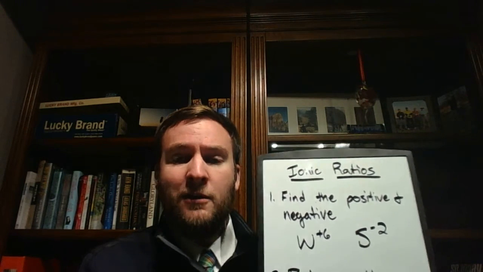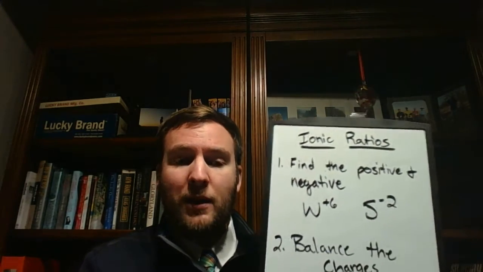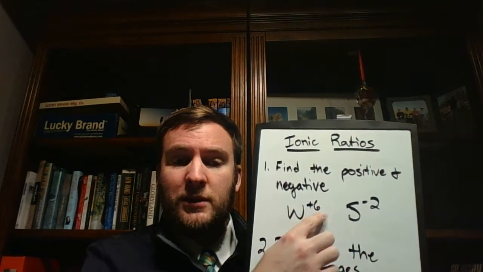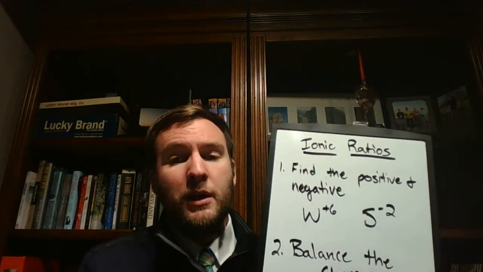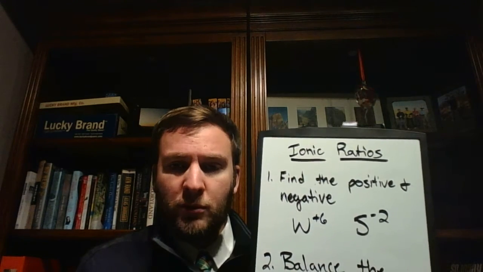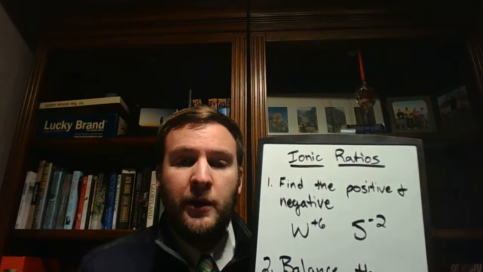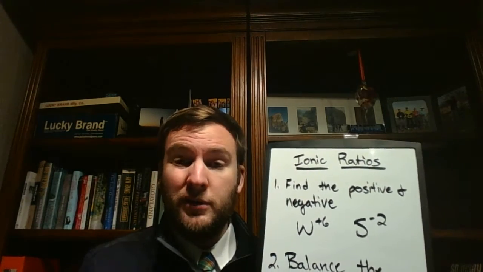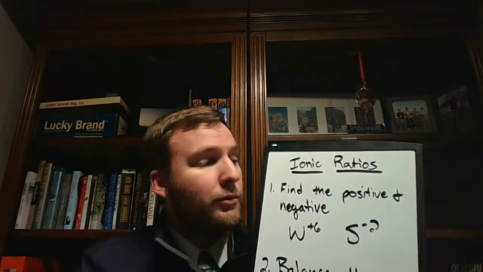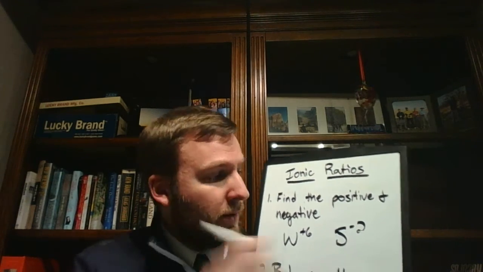Now that I've determined which ones are the positive and the negative one, now we need to balance those charges. Notice I have a plus 6 here and a minus 2 here. You need to keep in mind ionic compounds are neutral, meaning that you can't run a current through them in their solid form. So that means there's no charges. They're gone. So we need to get rid of this positive 6 and this minus 2. Oops, I did more than just get rid of it. I erased it. My bad.